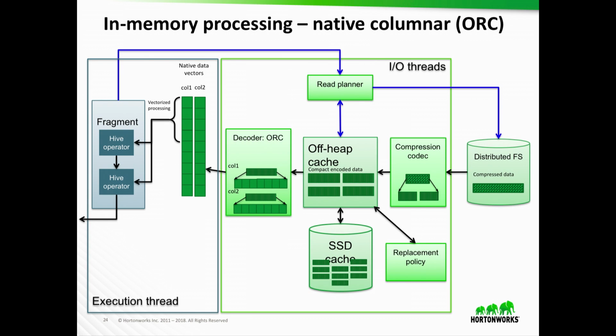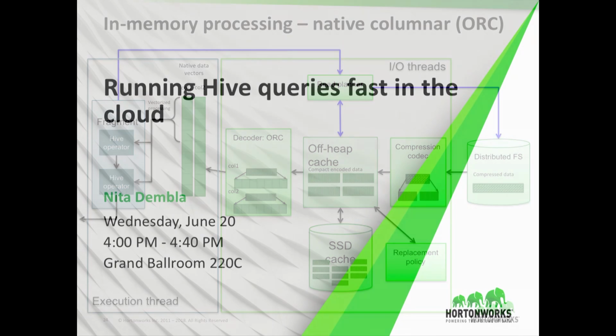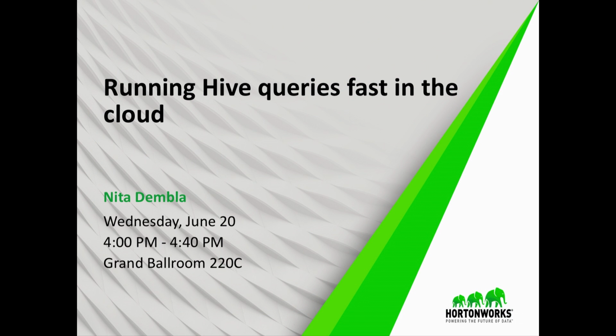So we have a decoder thread which will do the decoding and provide that to the execution thread if need be. We also have an SSD cache where we can offload some of the heap, some of the cache, and go look it up if it is needed. So this is about the caching in LLAP.